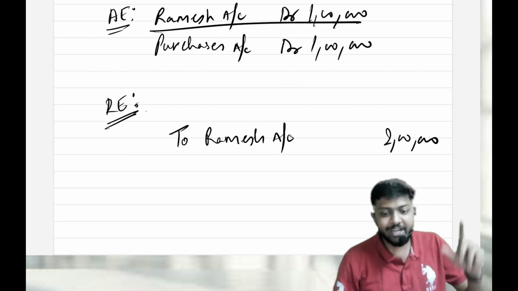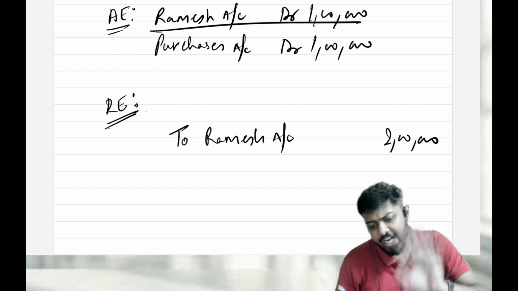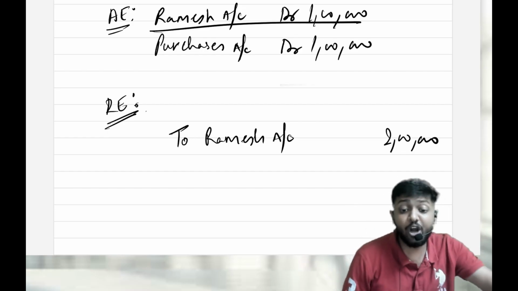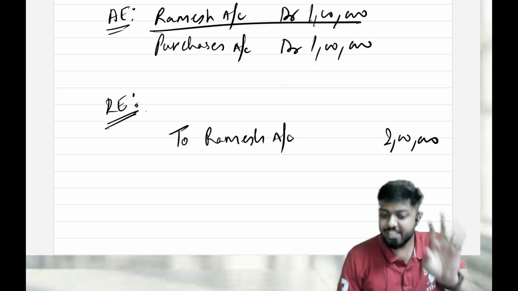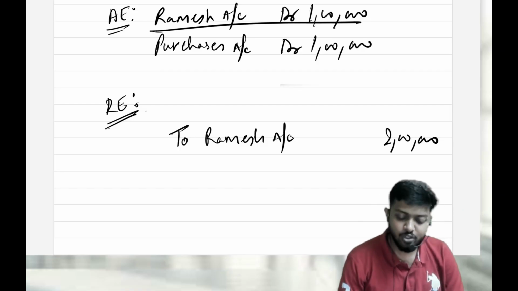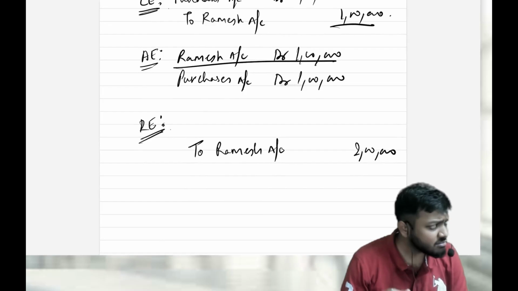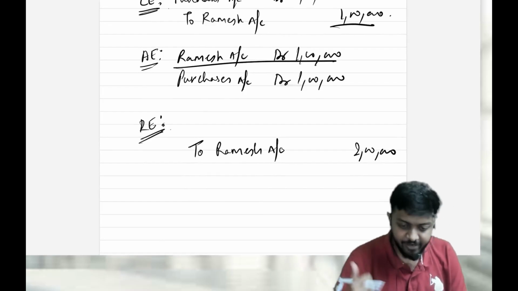When will this double effect come? Whenever an account instead of getting credited is wrongly debited, or instead of getting debited is wrongly credited, the effect will generally become double. Note that. So Ramesh should be credited for 2 lakhs. Yes, sir. You did it.